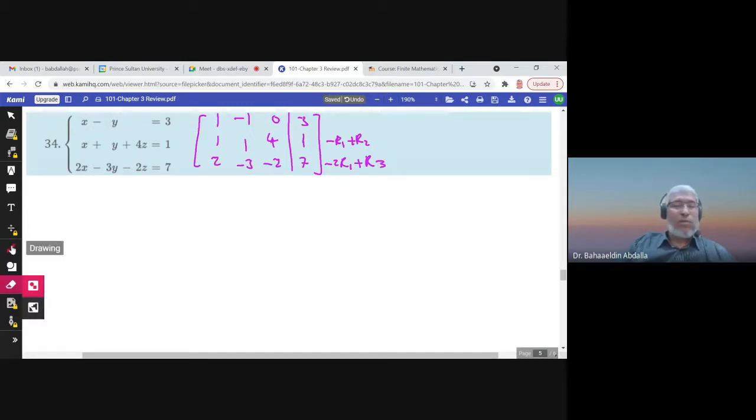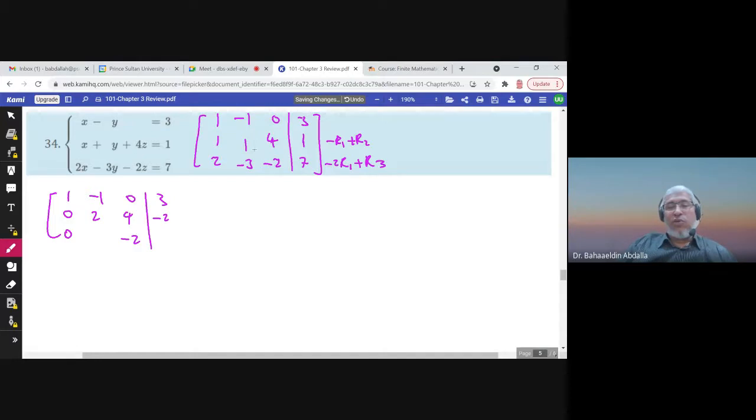Okay. So the first row, no change, 1 minus 1, 0, 3. And now negative 1 plus 1 is 0. 1 plus 1 is 2. And 0 will not change anything. And negative 3 plus 1 is negative 2. Negative 2 plus 2 is 0. 2 minus 3 is negative 1. And negative 6 plus 7 is 1.